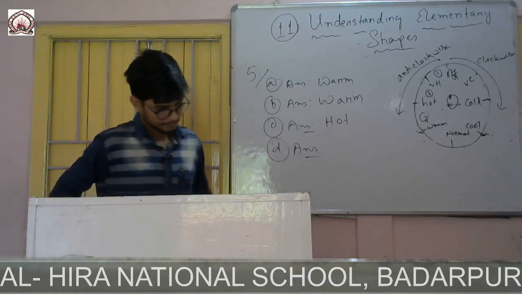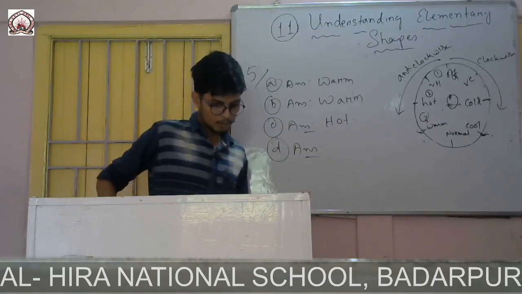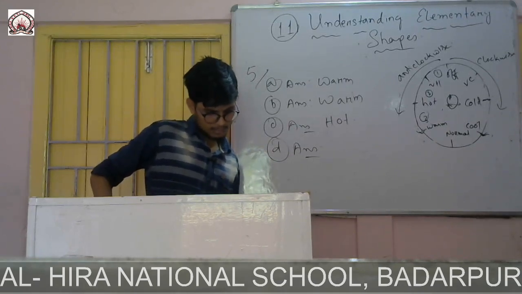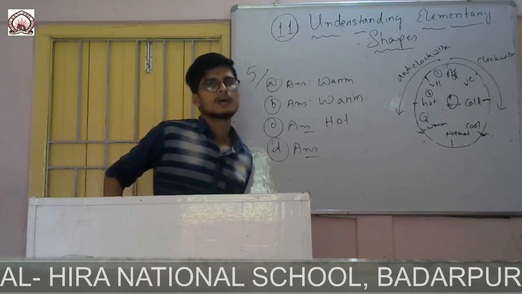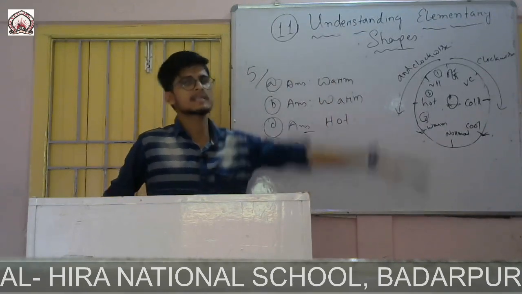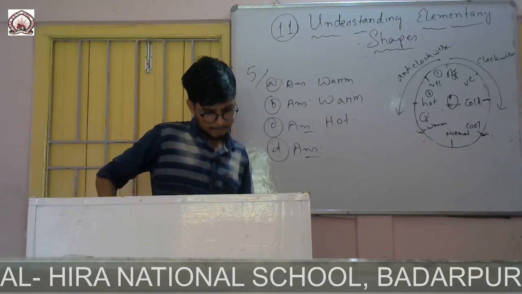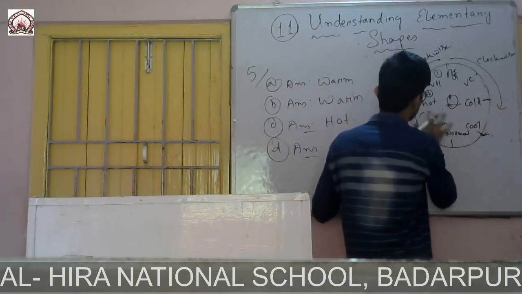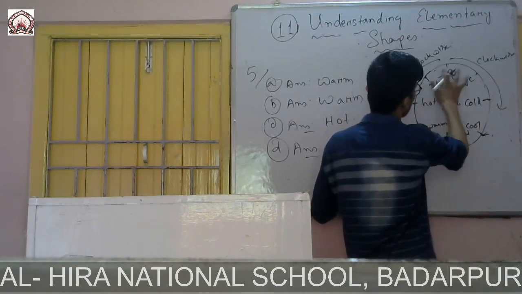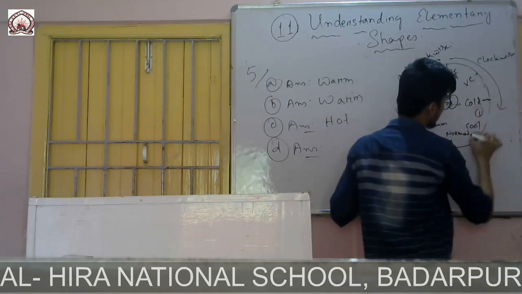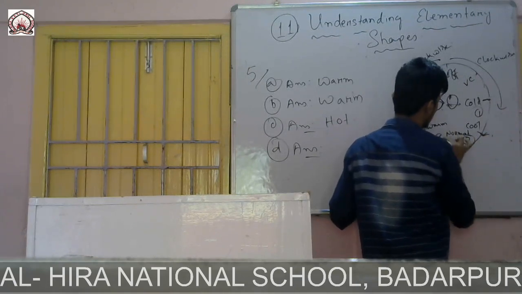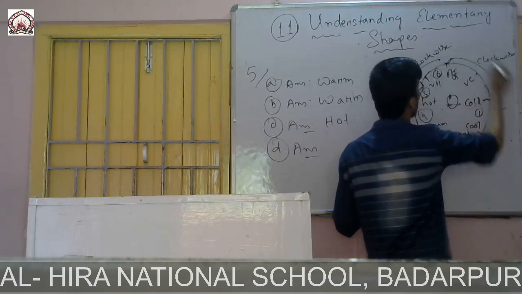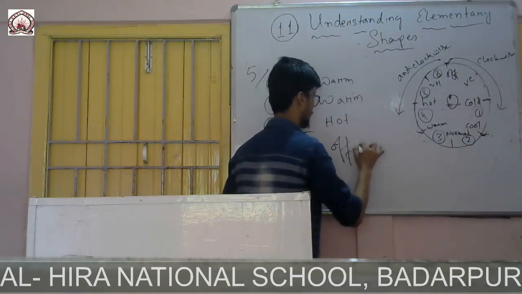The next one, 270 degree clockwise from cold. So clockwise from cold, 270 degree. 270 means 6 into 45. That means 6 angles I have to move, in clockwise direction from cold. So from cold if I start, this one first, this one second angle, this one third, this one fourth, this one 5, and this one 6. So where did I go? Up to off. So the answer will be off.